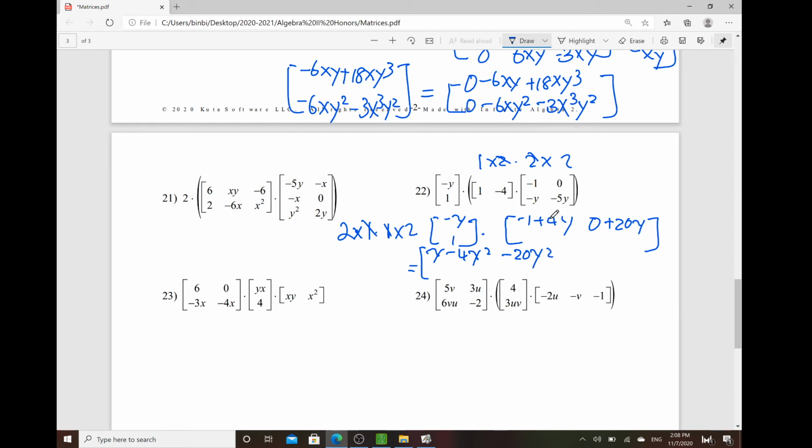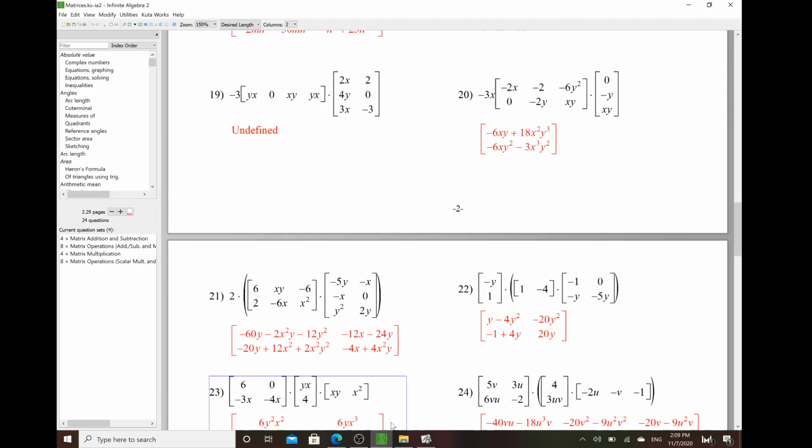Second row, first column. So 1 times negative 1, 1 times 4y, so basically it's just the same thing. And then 1 times the second column, so 0. And then 1 times 20y, so positive 20y. And that would be the one. Okay, let's check that. Here we go.